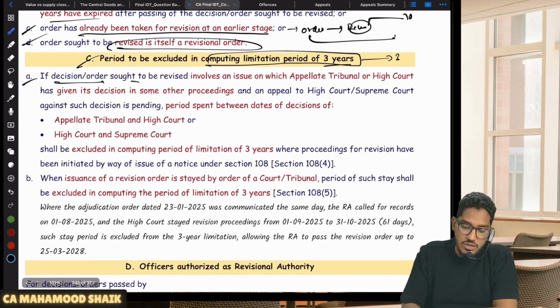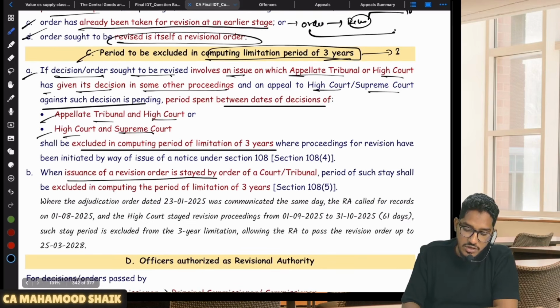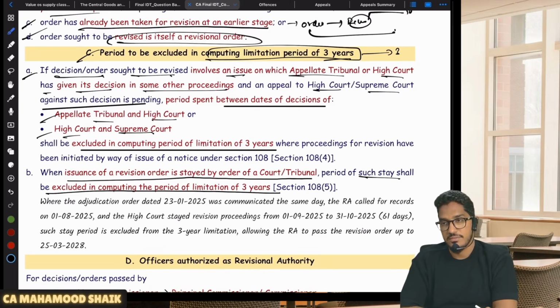So if the decision or order sought to be revised involves an issue on which the appellate tribunal or high court has given its decision in some other proceedings, and an appeal to the high court or Supreme Court against such decision is pending, such period spent between the dates of decision of the appellate tribunal or high court and the high court or Supreme Court decision shall be excluded while computing the limitation period of 3 years. And also, when issuance of the revision order is stayed by order of a court or tribunal, the period of such a stay also shall be excluded in computing the period of limitation of 3 years.